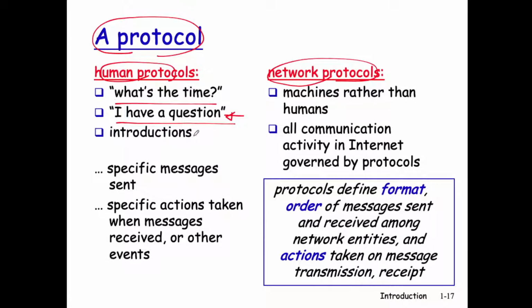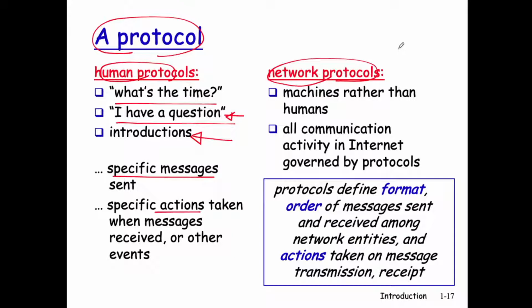So for people first meeting each other, how do you introduce yourselves to each other? There are specific protocols that allow humans to communicate with each other. They usually involve specific messages and specific actions taken after the messages are received, and so on and so forth.